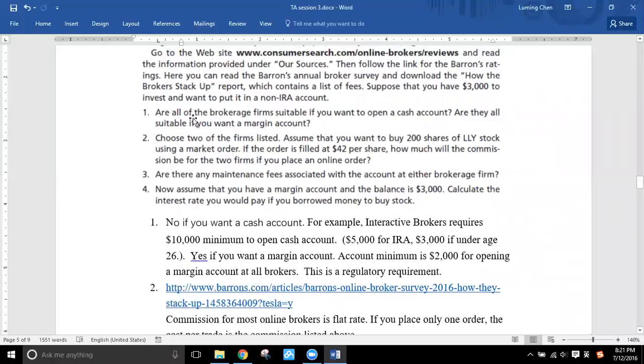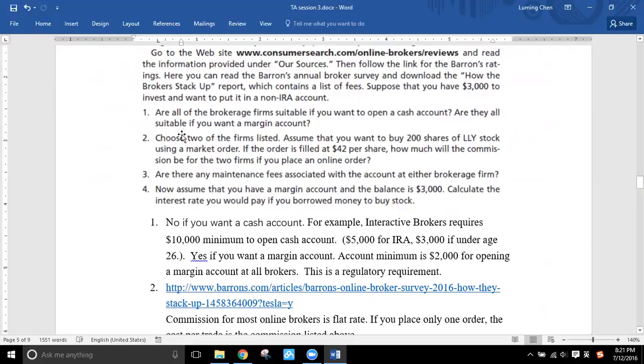Number 1, are all of the brokerage firms suitable if you want to open a cash account? Are they suitable if you want a margin account? So not all of the firms are suitable if you want to open a cash account. For example, Interactive Brokers requires $10,000 minimum to open a cash account. In this case, you want to put it in a non-IRA account, so this is not for retirement. Interactive Brokers requires $5,000 minimum for an IRA account and $3,000 minimum if you're under age 26.